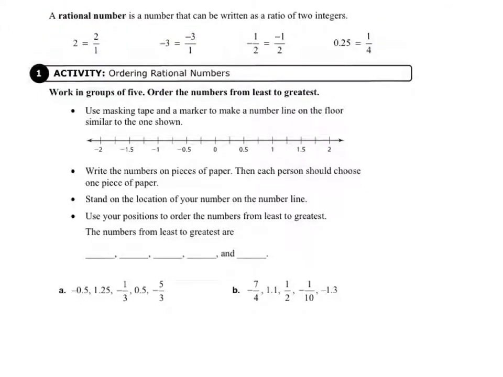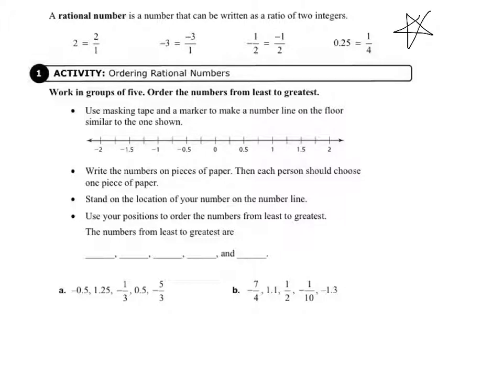Today we'll be starting on page 25 in your record and practice journal, working on activity 1. A rational number is a number that can be written as a ratio of 2 integers. You should have written that definition in your math notebook yesterday, and there are some more examples of rational numbers for you.